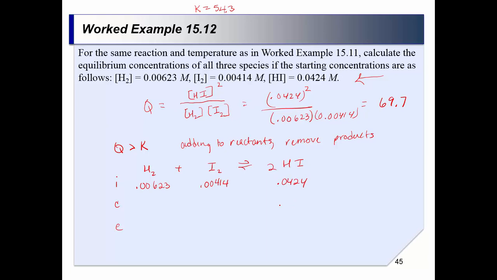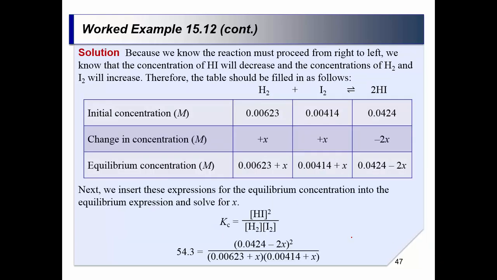And now when we change, we're going to remove product and add reactant, giving it the same stoichiometry. So our equilibrium concentrations end up looking like this. We're still calculating the change in concentration. It's just that in this case, we're removing product because the Q value was much larger than the K value. So now when we plug this into our K, we get something like this.